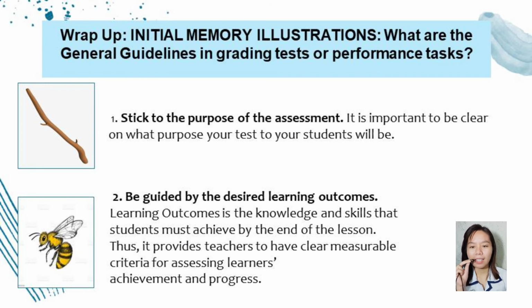Number 1 is to stick. Stick to the purpose of the assessment. It is important to be clear on what purpose your test to your student will be. Number 2 is be. Be guided by the desired learning outcomes. Learning outcome is the knowledge and skill that student must achieve by the end of the lesson. Thus, it provides teacher to have a clear, measurable criteria for assessing learners' achievement and progress.